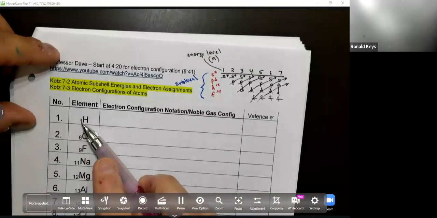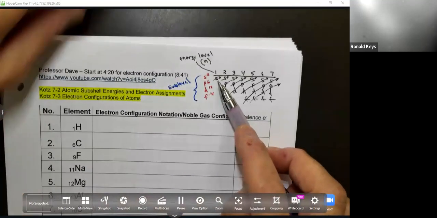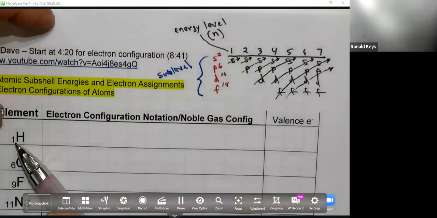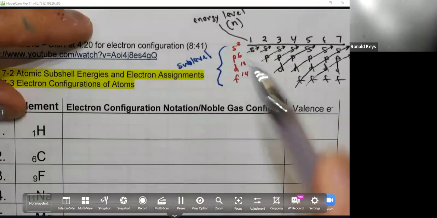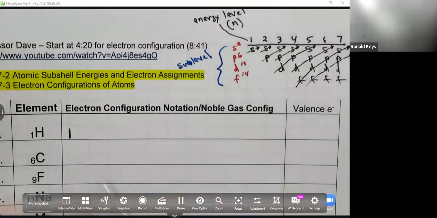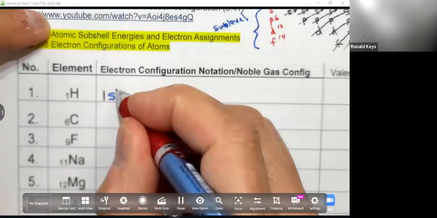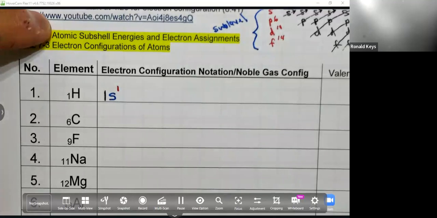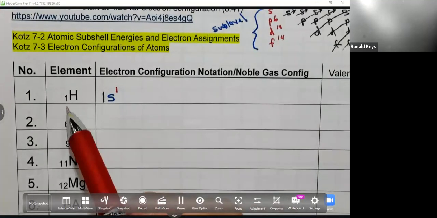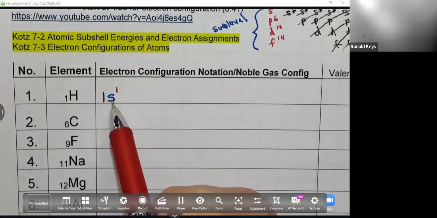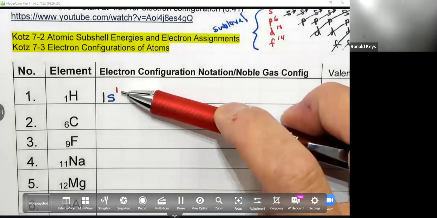Okay, so here's how this works. You have to start here with the leftmost arrow first. Energy level 1. Hydrogen has 1 electron, correct? What level is it going to be? Level 1. What sublevel is it in? It's in an s. How many electrons are there? Just 1. It only has 1. Again, this tells us what level, 1 through 7, what sublevel, s, p, d, or f, and the superscript tells us how many electrons.